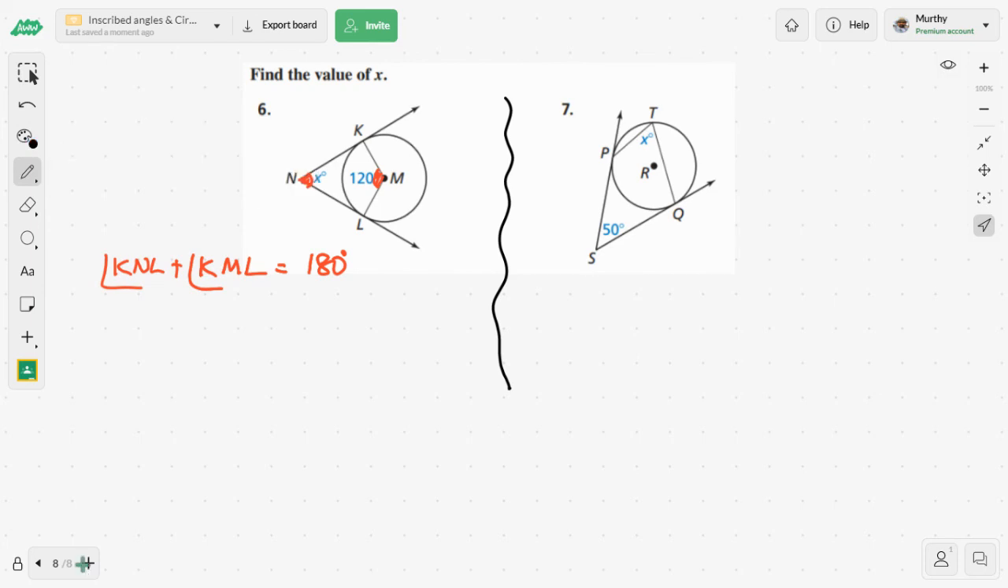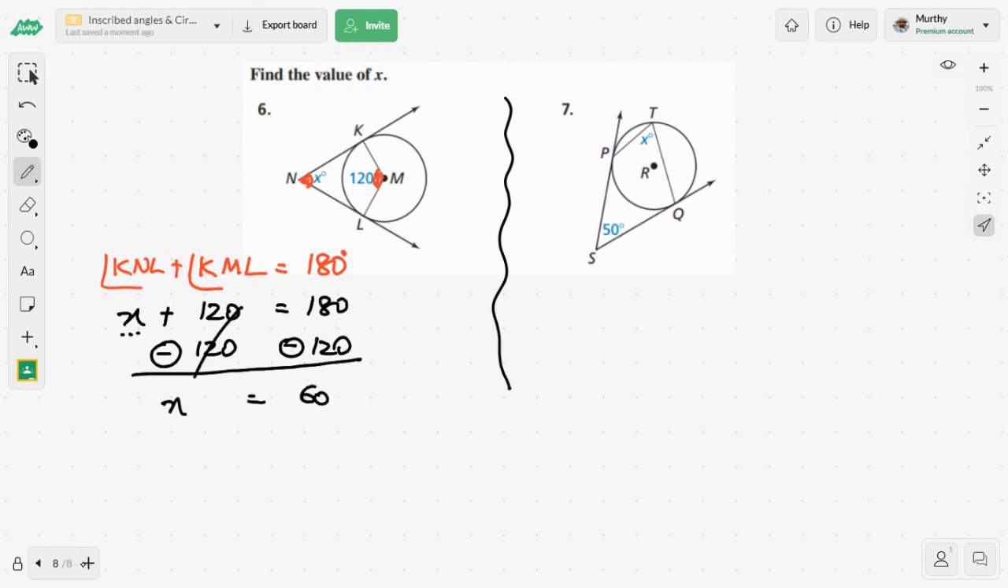Now let me plug in these values. This is X and this one is 120, which is the same as the previous example. You know how to isolate X, and I don't want to spend much time. So we go by inverse operation, take away 120, then the value of X equals 60 degrees.